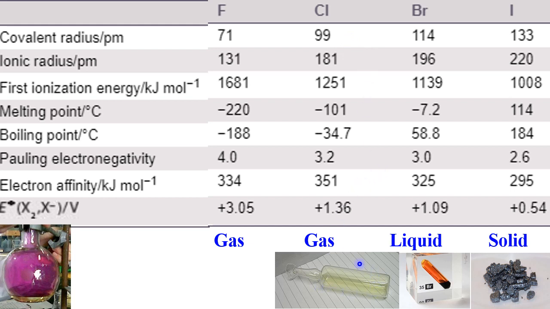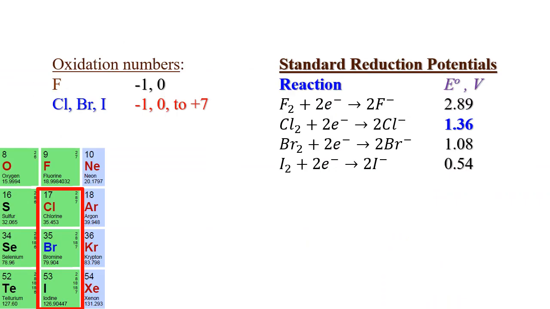Repeating that chlorine is a gas at room temperature. When it's liquified, it's a yellowish liquid. Oxidation numbers for all these three range from -1 for chloride, bromide, iodide, 0 for the elements, and up to +7. All of them are oxidizers.